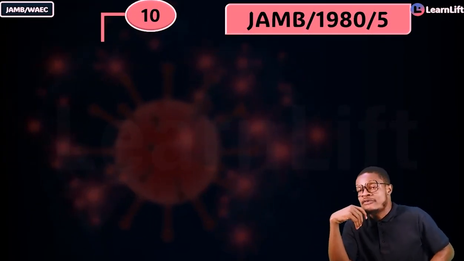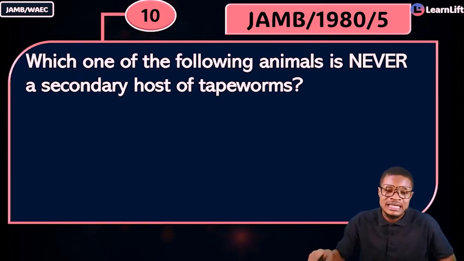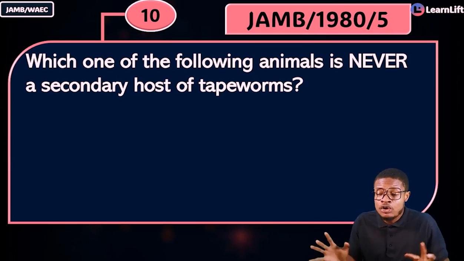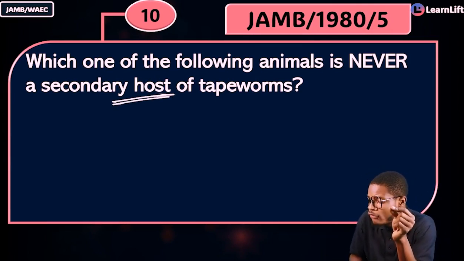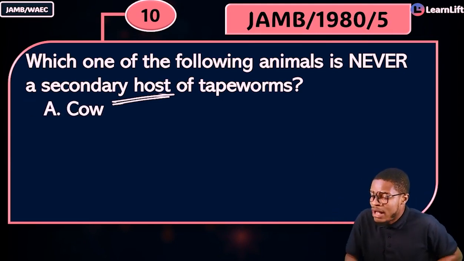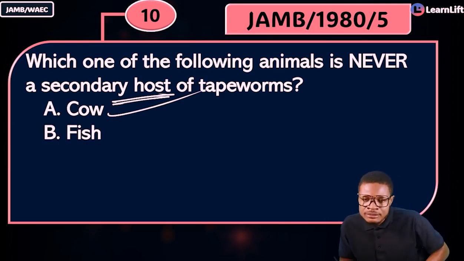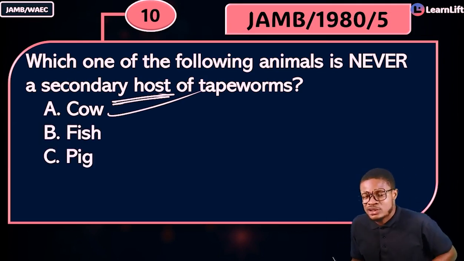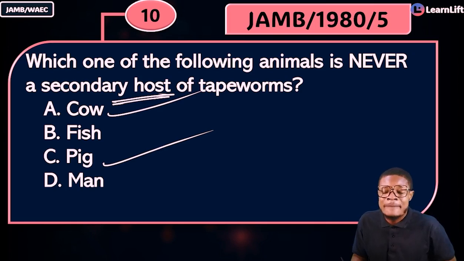Answer this JAMB past question. JAMB 1980 question 5. JAMB brought this powerful question that says, which one of the following animals is never a secondary host of tapeworms? Option A says cow. Is cow a secondary host? Yes, cow is a secondary host. What about fish? You don't know. What about option C? Pig. Yes, pig is a secondary host, right? And then option D says man. Is man a secondary host?